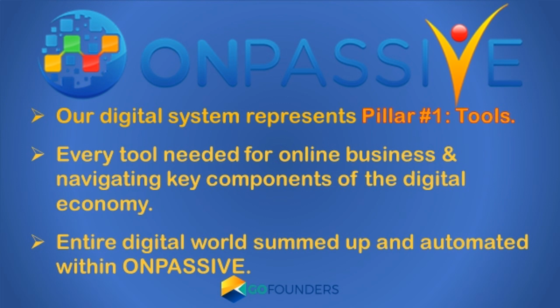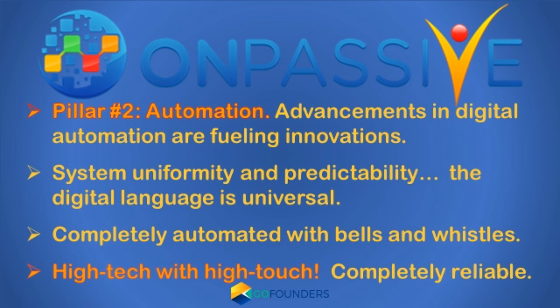Pillar number 2 is automation. Advancements specific to Onpassive in areas of digital automation are fueling innovations that aid technological transitions, and they produce life-changing results. This means that our systems are completely automated. This automation makes it possible for people from all walks of life, all the various backgrounds, to use our systems with uniformity and predictability, because the digital language is universal. It flatlines all the drama. It provides a level playing field for our members, and it continues hands-free productivity while we're on vacation or something.